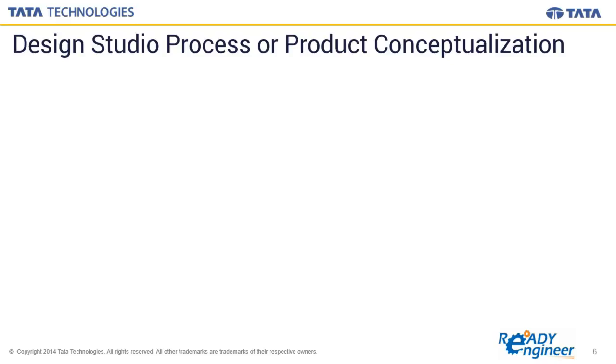So that was the complete automotive process from design to a production release cycle. Now, what are the activities which happen in a design studio, or what in short we can call product conceptualization? How do we start and how are we ready with our ideations?